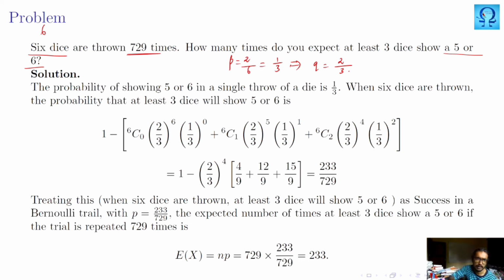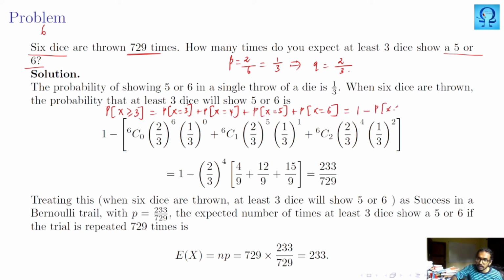First of all, let us go step by step. When we throw 6 dice, we expect at least 3 dice to show 5 or 6. So the probability of obtaining at least 3 means probability of x greater than or equal to 3, out of 6. So it is P(x equals 3) plus P(x equals 4) plus P(x equals 5) plus P(x equals 6). We'll have to calculate all these, or 1 minus P(x less than 3). When it is less than 3, it is 1 minus P(x equals 0), since there is a chance that no die is showing it, plus P(x equals 1) plus P(x equals 2).